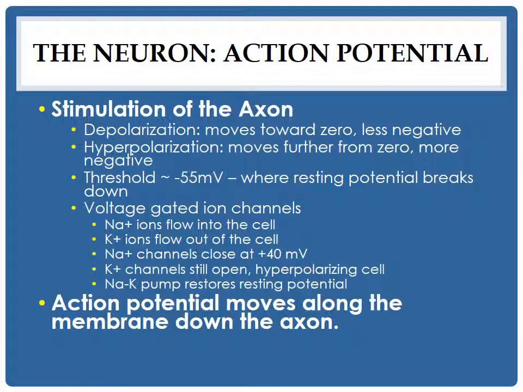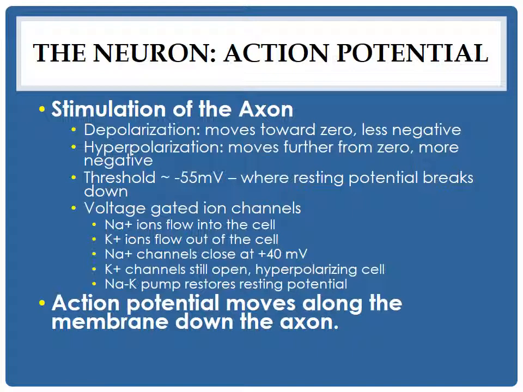So now from the resting potential, we can stimulate the axon, causing an action potential. First, just some vocabulary. Depolarization means that the difference in the electrical charge across that membrane is going to move towards 0 or become less negative. Hyperpolarization means it moves further away from 0 or becomes more negative. And then the threshold, we're defining at negative 55 millivolts. A threshold, you know what that means. It's just a point at which something happens. That's the point where the resting potential breaks down and the action potential can be fired.